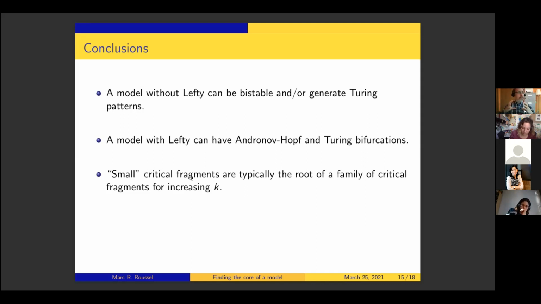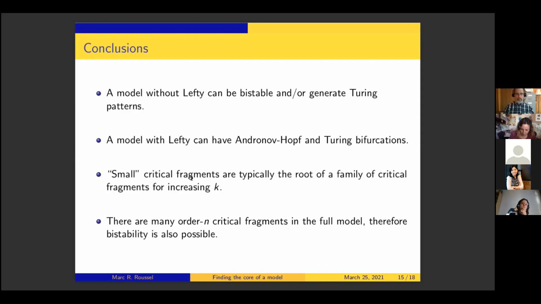So in other words, if you have conservation relations in particular, it always seems to be possible to do that. Or maybe you add another little cycle or something. And so your small critical fragments tend to be the root of a family of critical fragments of increasing k, and you can go all the way up to n. That's what happens in this model: there's a whole bunch of critical fragments of order 13, and many of them trace their origins back to this one, which is just what it says there.